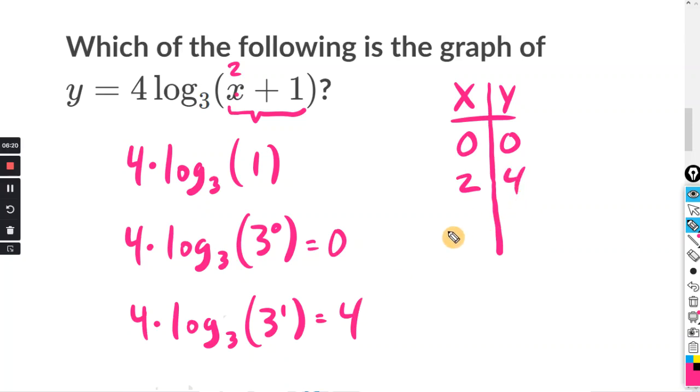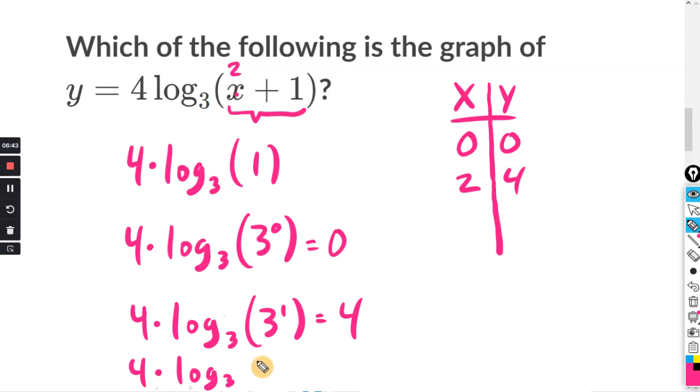And I can also go the other way as well. If I did 4 times log base 3, actually, I won't go the other way because I was going to say 3 to the negative 1. But that is the equivalent of 1/3, and I'd have to make this a fraction.